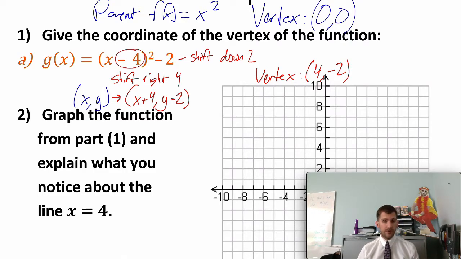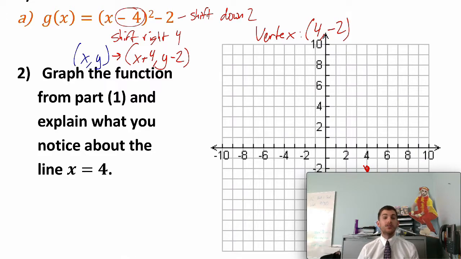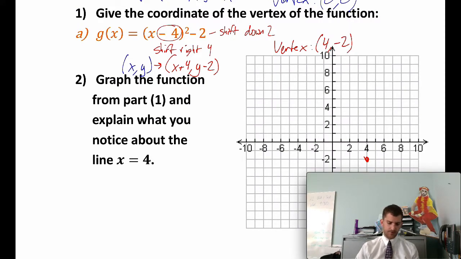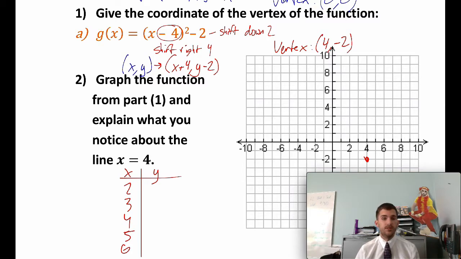Now we're also asked to graph the function for part 1. And let's take a look at what happens at the line x equals 4. So what I'm going to have us do is, well, we know where that vertex is. It's at positive 4. So let's choose some points around that. So I'm going to choose 2, 3, 4, 5, and 6. And we'll plug those in and see what we get as our outputs.